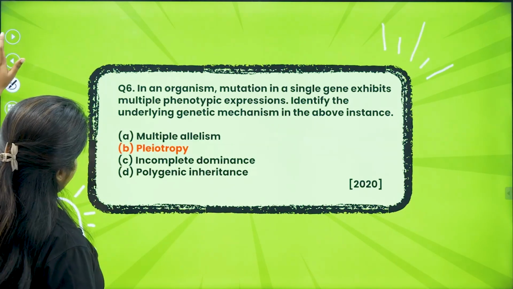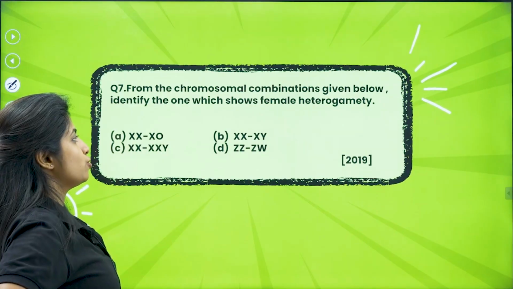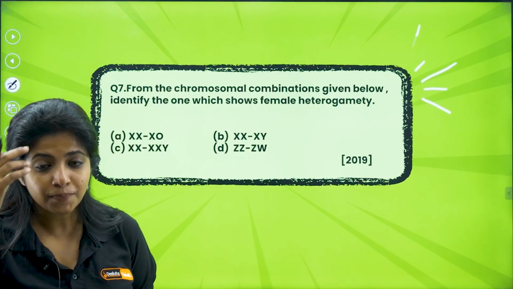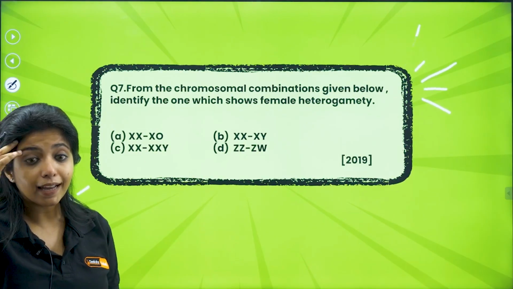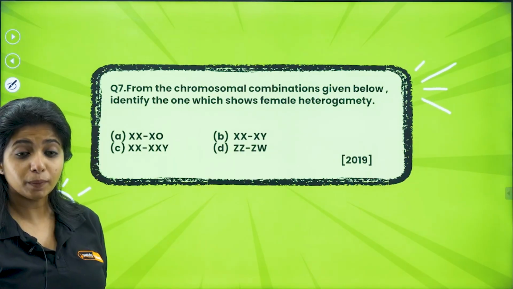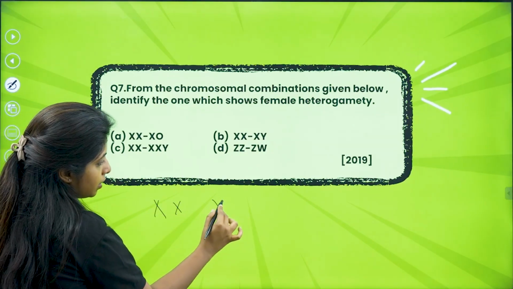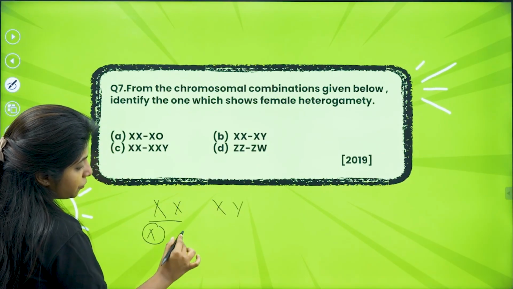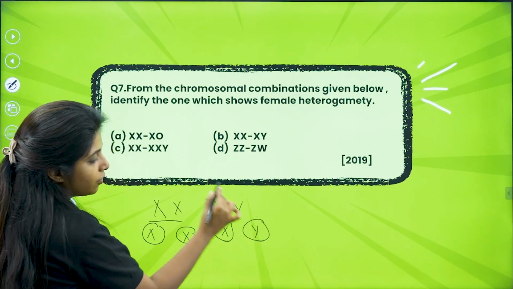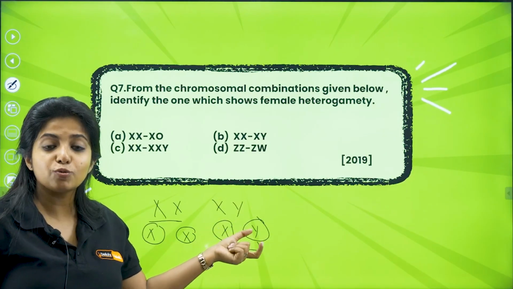From the chromosomal combinations given below, identify the one which shows female heterogamety. What will be your answer for this? Female heterogamety means females are the ones which produce 2 different types of gametes. For example, in human beings, the females produce only one type of gamete, all of them having X chromosomes. If we talk about males, either X or Y.